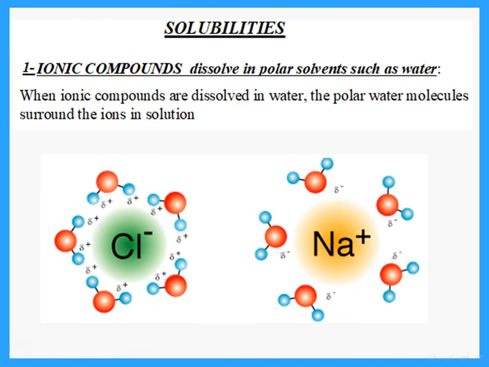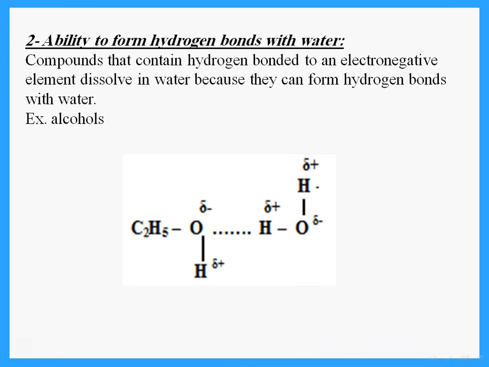The positive ion, or the Na plus, for example, will be surrounded by the negative end of the water. So the fact that the water has a positive end and a negative end allows it to separate the positive and negative ions, so ionic compounds dissolve in water. What if it is not ionic? Now, if it can form hydrogen bonds with water, then it will dissolve in water. So things like ethanol, we say ethanol dissolves in water.